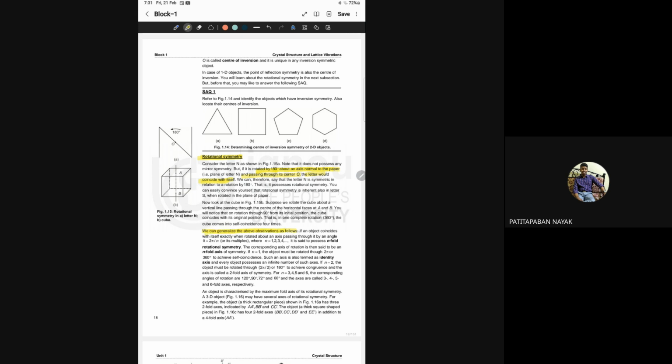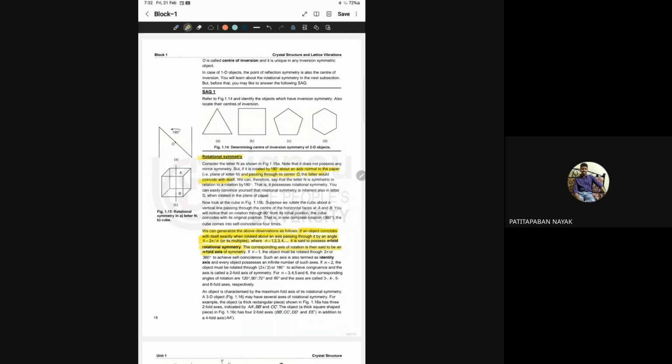If an object coincides with itself exactly when rotated about an axis passing through it by an angle theta equal to 2 pi by n, or its multiples, where n is equal to 1, 2, 3, 4, it is said to have n-fold rotational symmetry. The corresponding axis of rotation is said to be an n-fold axis of symmetry.